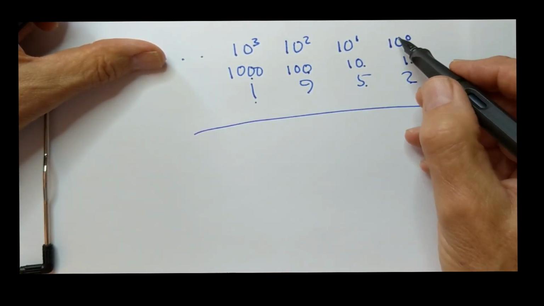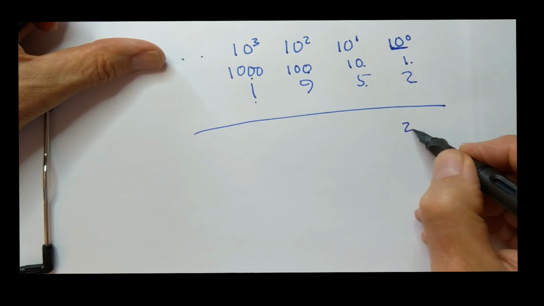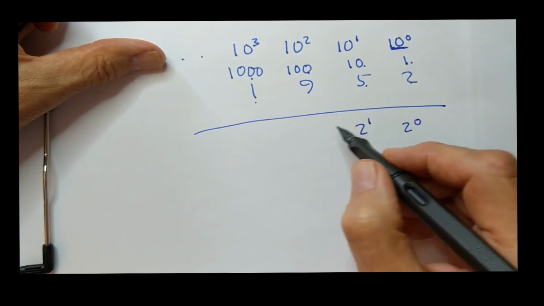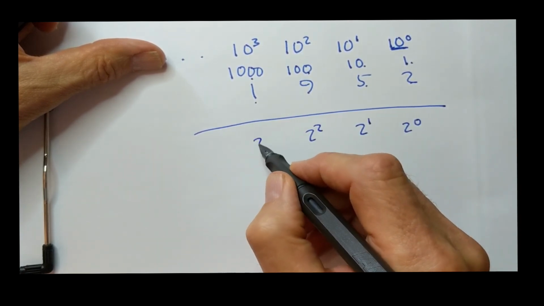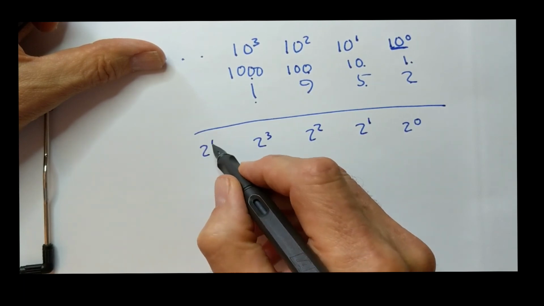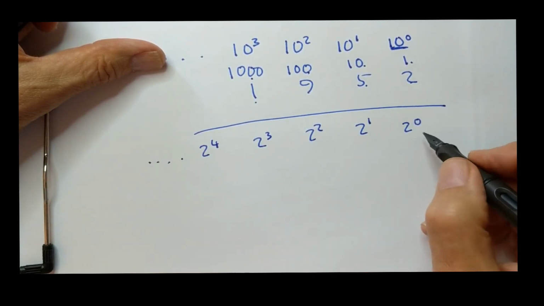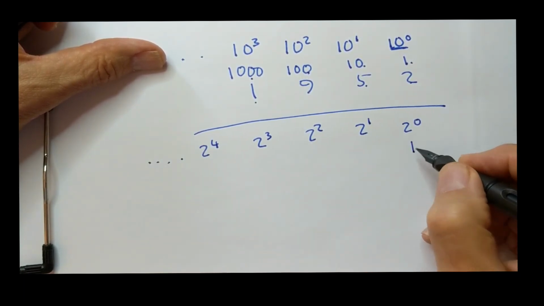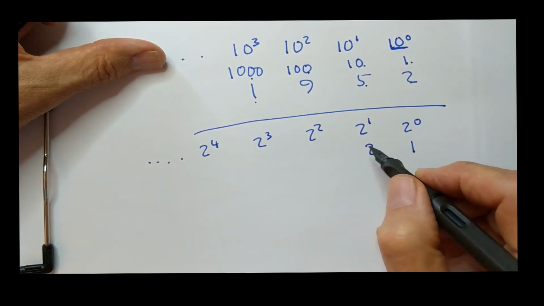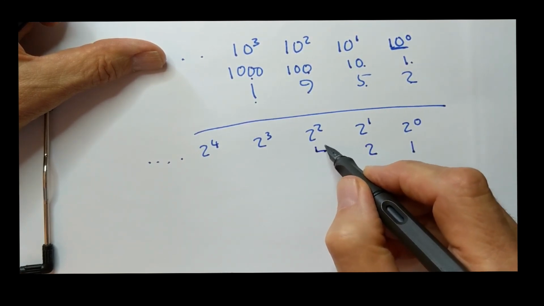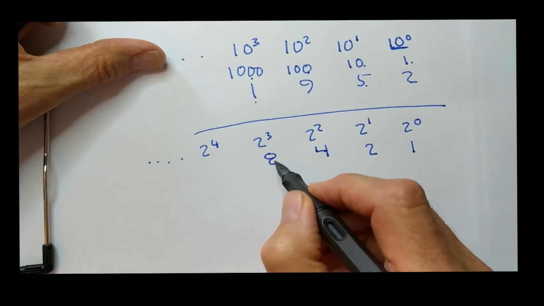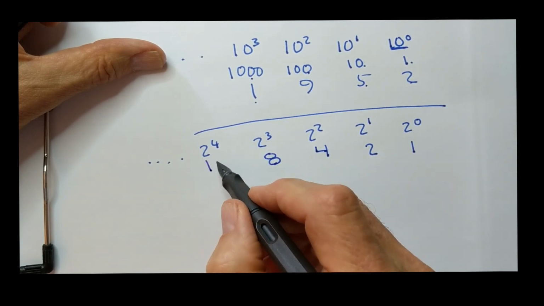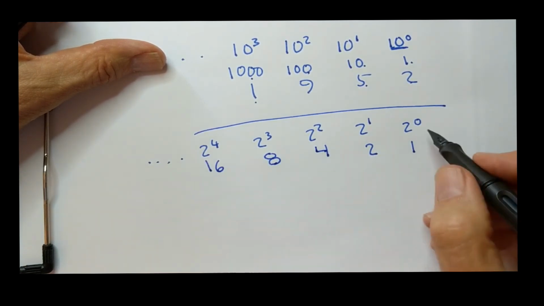In binary, instead of 10 here, we have 2 to the 0, 2 to the 1, 2 to the 2, 2 to the 3, 2 to the 4, and so on. So 2 to the 0 is a 1's column, 2 to the 1 is a 2's column. This is 2 squared, 4. This is 8, 2 times 2 times 2. And this is 16, and it goes on.